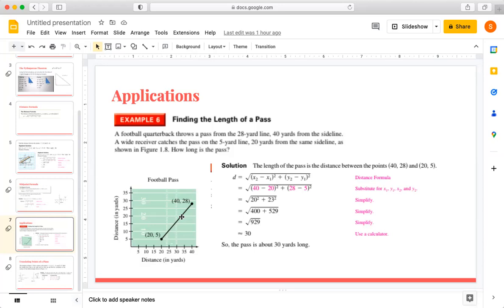The main thing is, sketching it always helps. If you can sketch this, that's all great. In this problem, they provided the figure, so you don't have to worry about that. So now you just have to plug things into the distance formula, which you had to simply memorize. And that's it. So you take the square root and you end up getting about 30 yards. That means the quarterback threw the ball 30 yards before the wide receiver caught it.